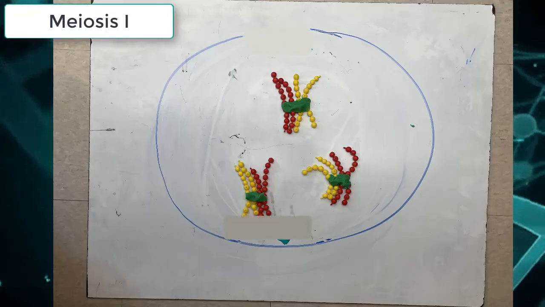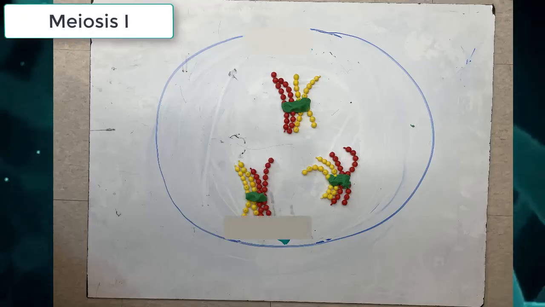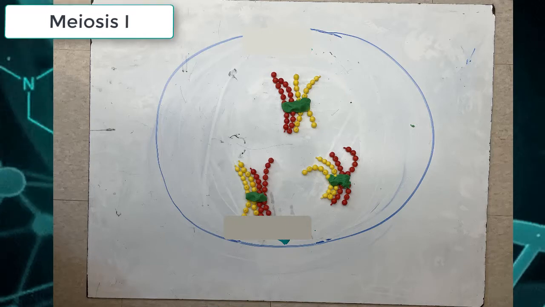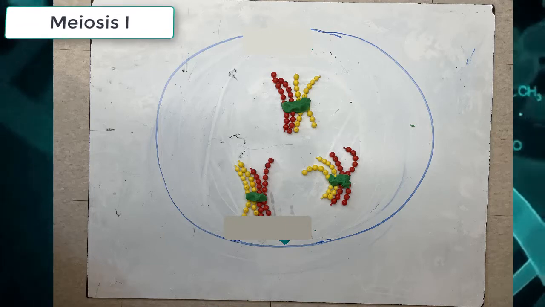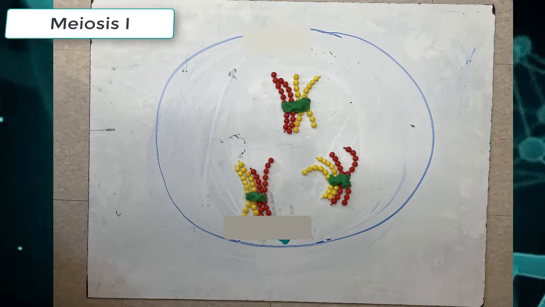Following interphase is meiosis 1, in which our initial cell is going to divide into two unique daughter cells, which will both be haploid, meaning they'll have only one set of 3 chromosomes, or half of the original amount of genetic material that we had with our parent cell.